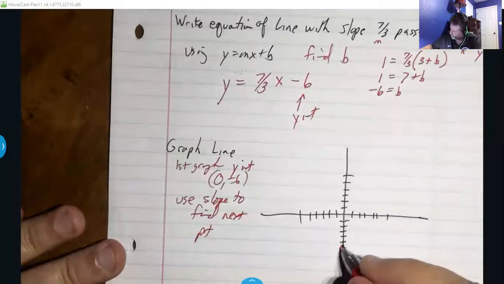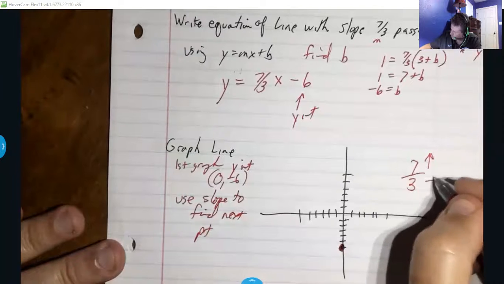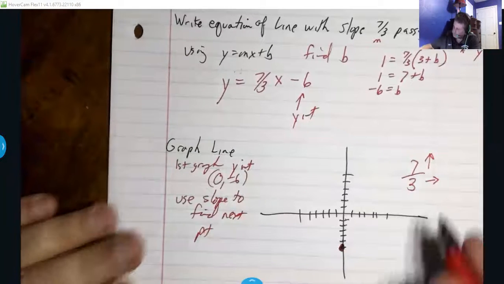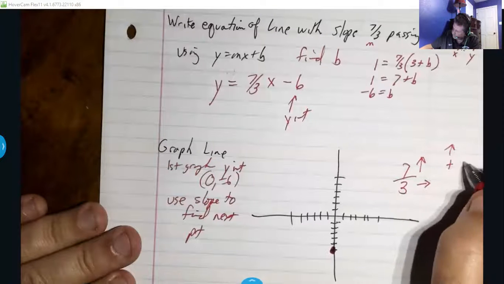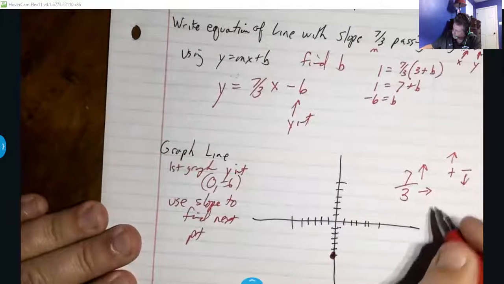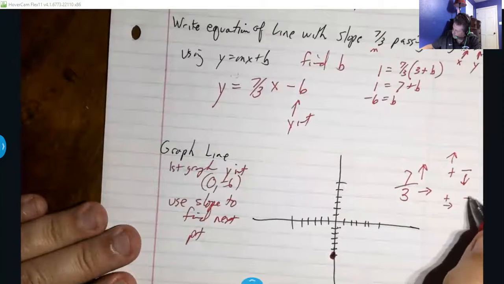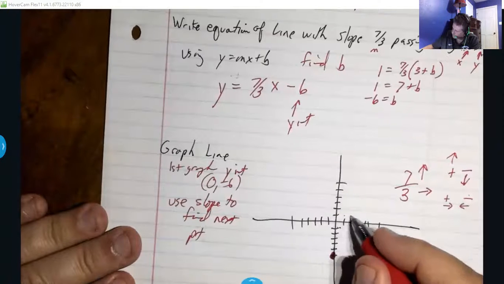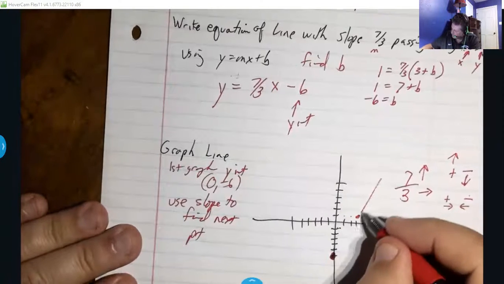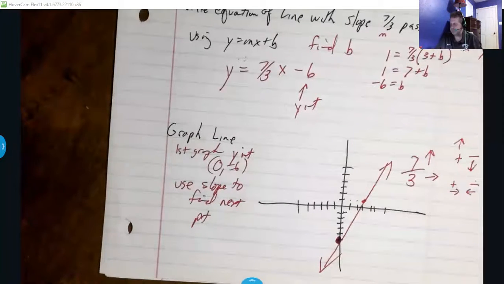Now the second thing is use the slope to find the next point. The slope is 7/3, so we're going to go up 7 and to the right 3. Positive goes up, negative goes down on the top, and for the bottom number, positive goes to the right, negative goes to the left. So we're going to go up 7 over 3. 1, 2, 3. And that gives us our line. So that's using slope-intercept to graph.